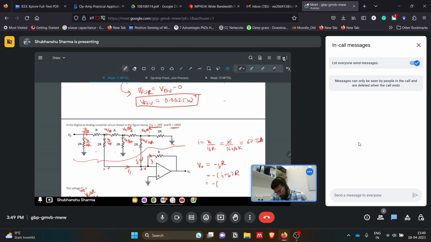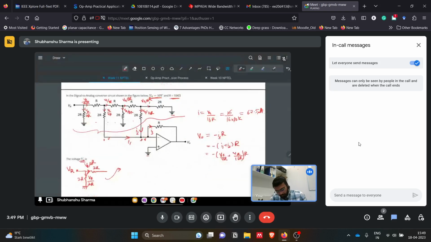So I1 is what? VR by 4R plus VR by 16R, into R. So this will be 5 VR by 16, minus 5 by 16 into 10. So we'll get minus 3.125 volts V naught.